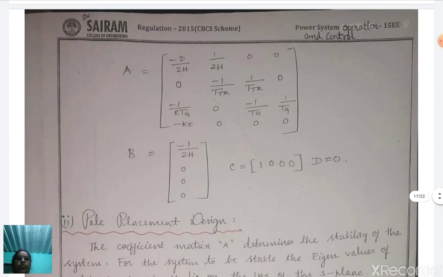Now we have to write down the A matrix from the equation, and then the B matrix, and then the C matrix, and then the D matrix. All the values have to be substituted in the standardized state space model. We can get the state space model equation of an isolated system using automatic generation control in interconnected power system. The second one is the pole placement design only.